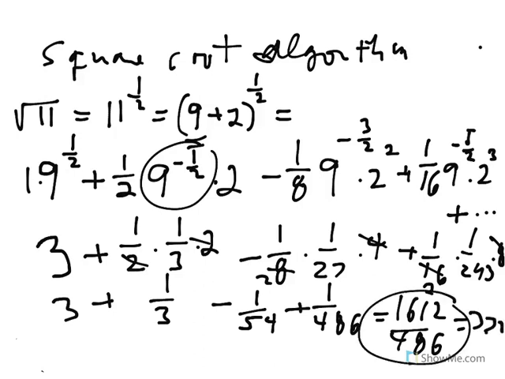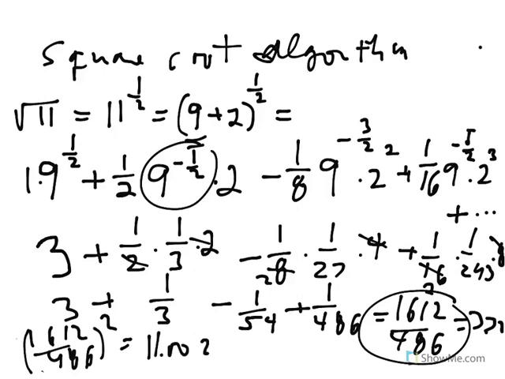Put it into a calculator and square it. And you'll get 11.002. And that's how you can take the square root with generalized binomial expansion.